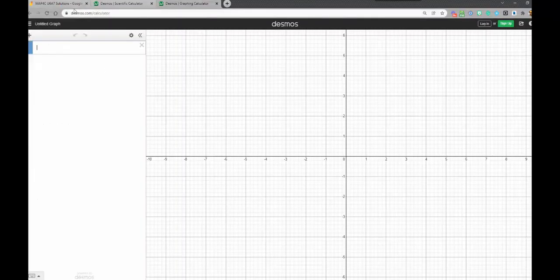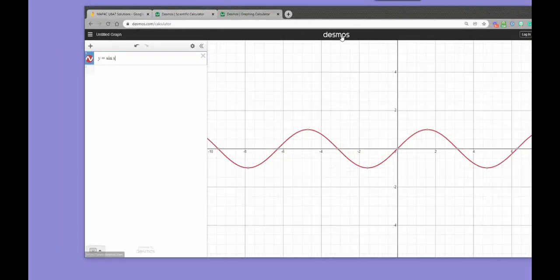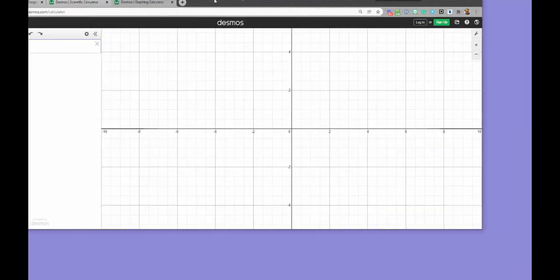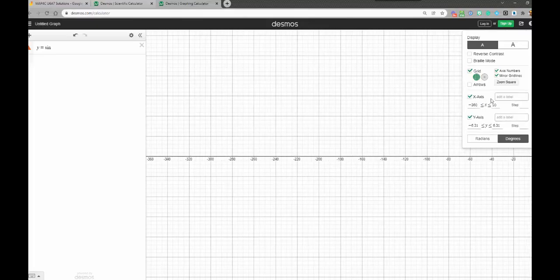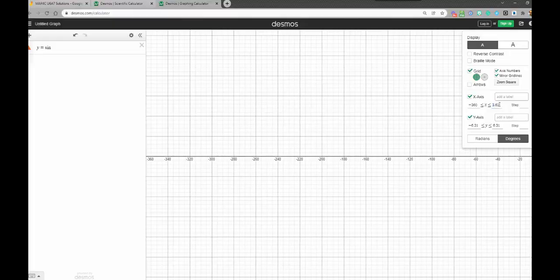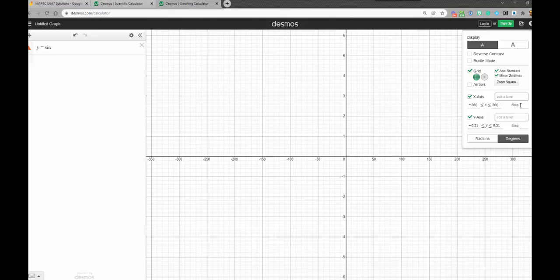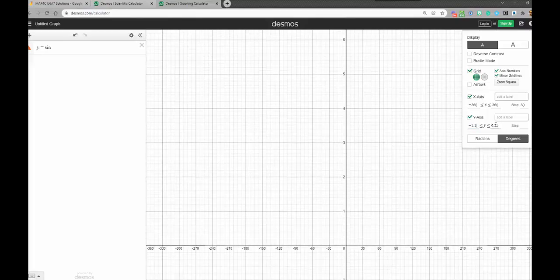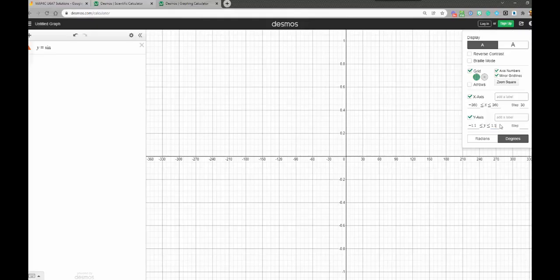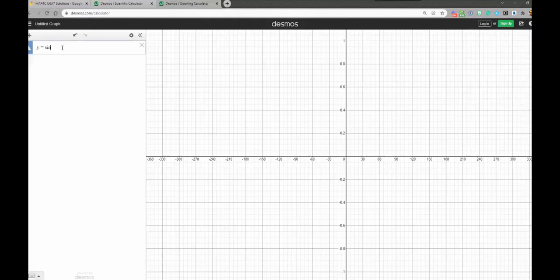If I go and graph this thing, y equals sine x, and remember I have to change my settings to make sure this is in degrees, not radians. Radians is a different form of measurement for angles, to 360 degrees. I like to show step 30, just it goes in 30s, and the y is going to go from negative 1.1 to 1.1, just so I can kind of zoom in on the whole thing. Okay, so y equals sine x.